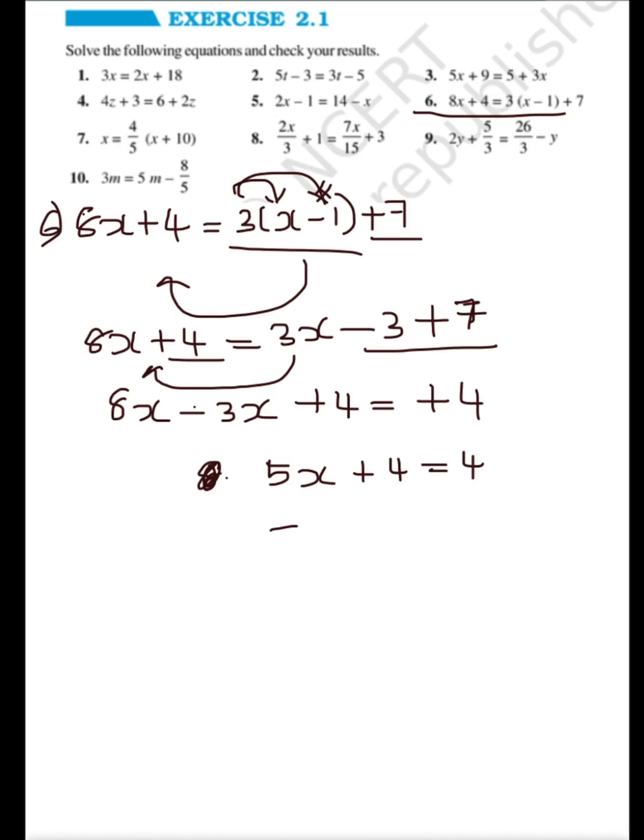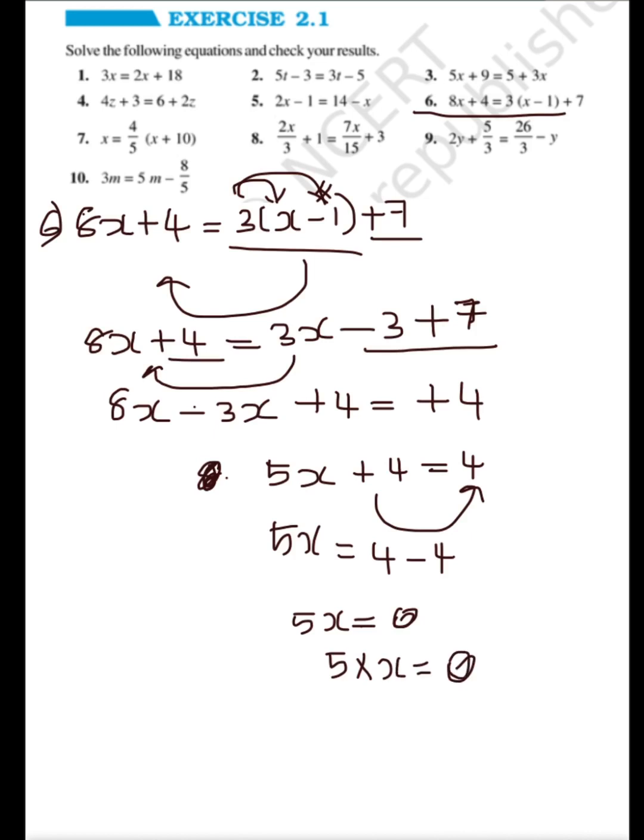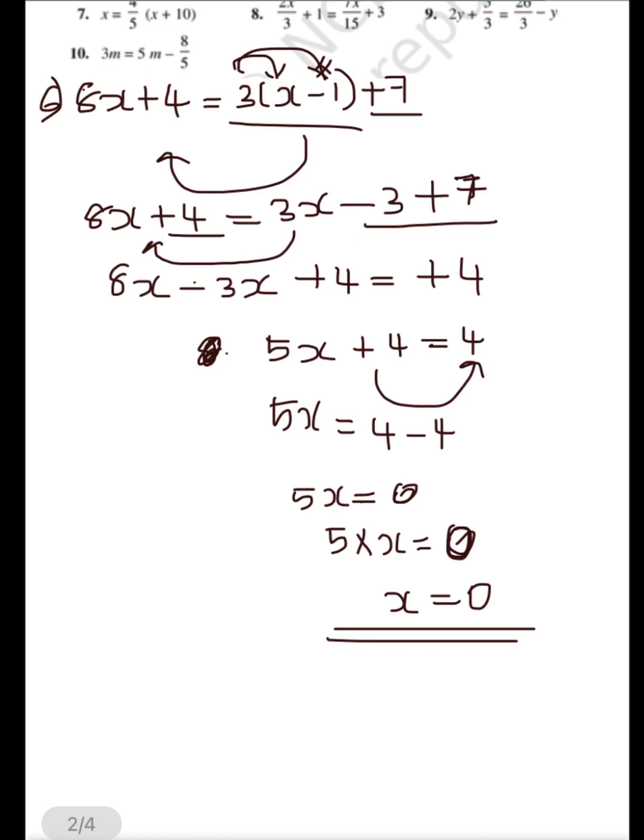Okay, now let's put 5x here, and if you are taking 4 to that side, you will get what? 4 minus 4. Plus 4 when taken to that side, it will become what? Minus 4. So 5x equals 0. That means 5 into x equals 0. That means x will be equal to 0. So the solution for this is 0. Now let's see the LHS and RHS.